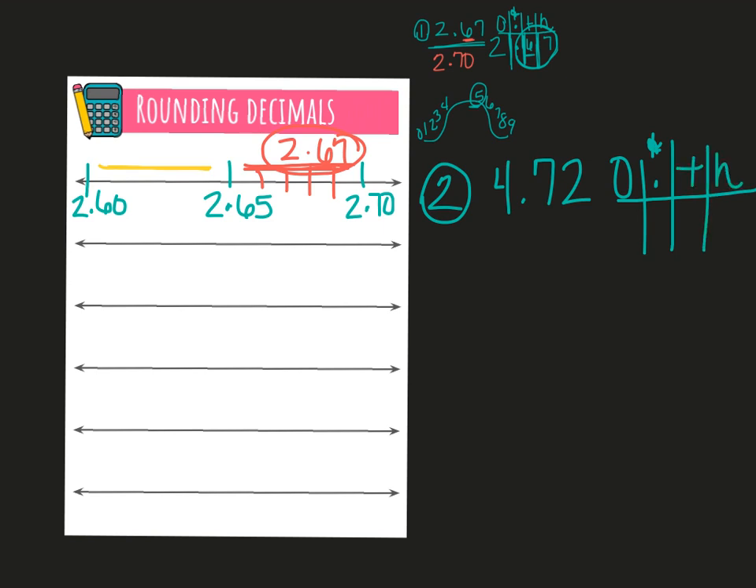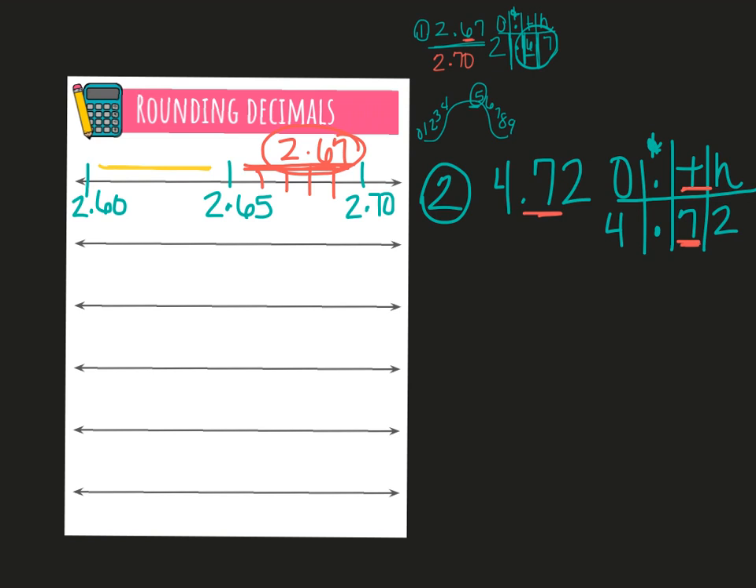So now I'm going to take my number and set it up in my place value chart: 4 and 72 hundredths. I want us to round to the nearest tenths place. If I'm rounding to the nearest tenths place, I can clearly see that the number in my tenths place is going to be my 7. Okay?